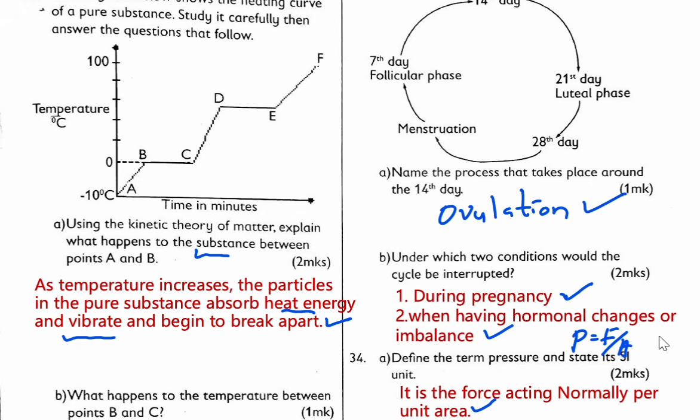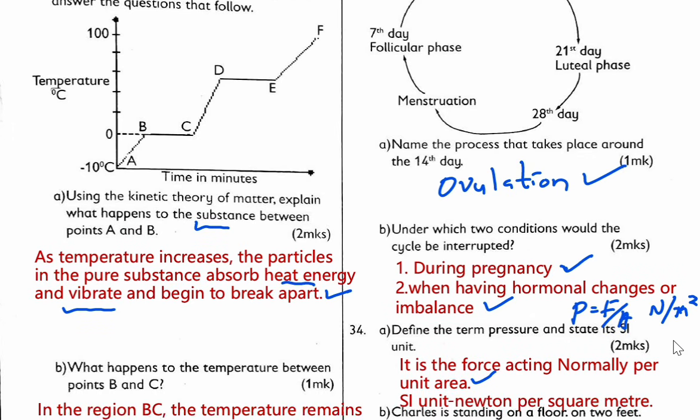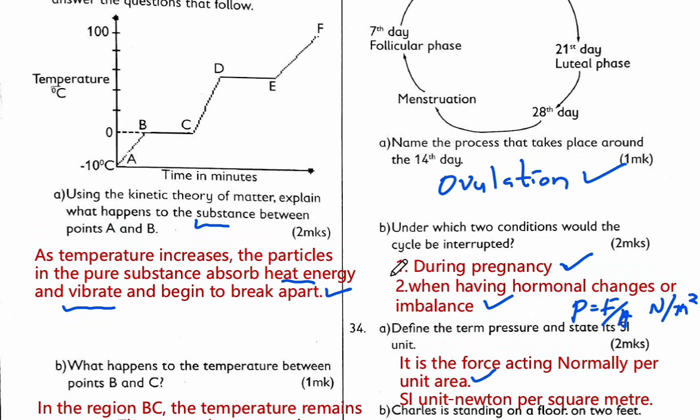And then as a unit, we know that the SI unit of force is Newton. Per means over. And the SI unit of area is meter square. So the SI unit is Newton per square meter, symbol N over m squared. So we get those 2 marks.